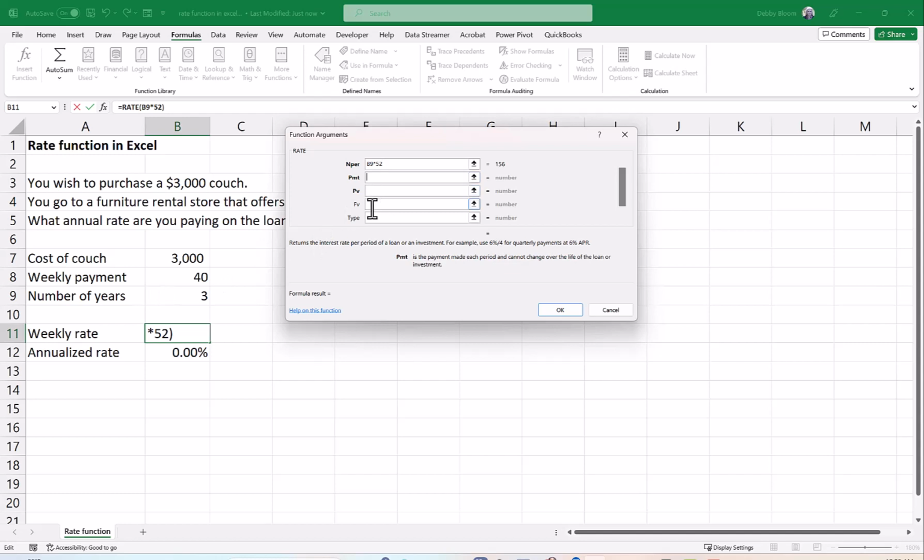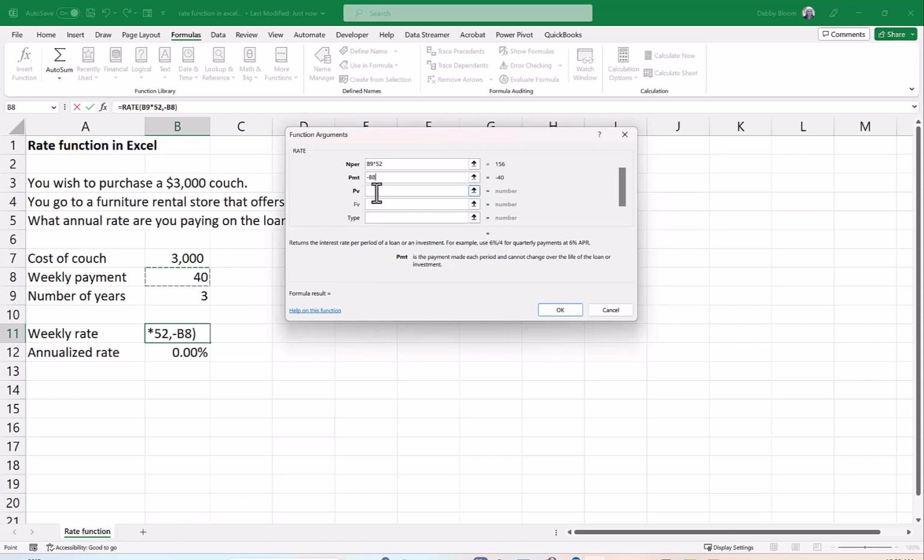Now in PMT, this is very important. You're making those payments, so it has to be as a negative. So I'm going to type a negative and 40, again, because you're paying that.